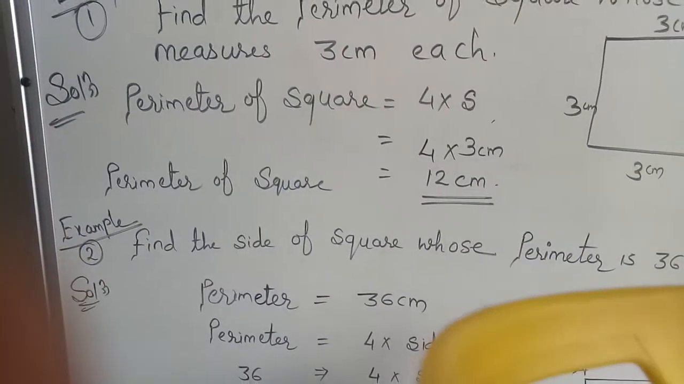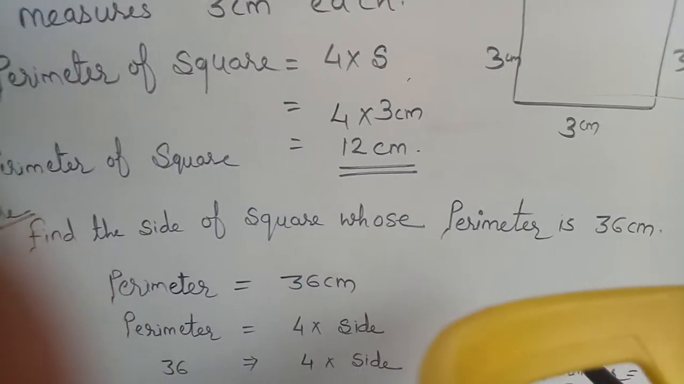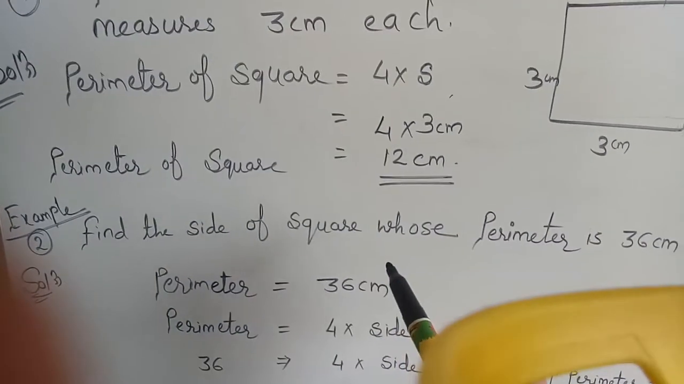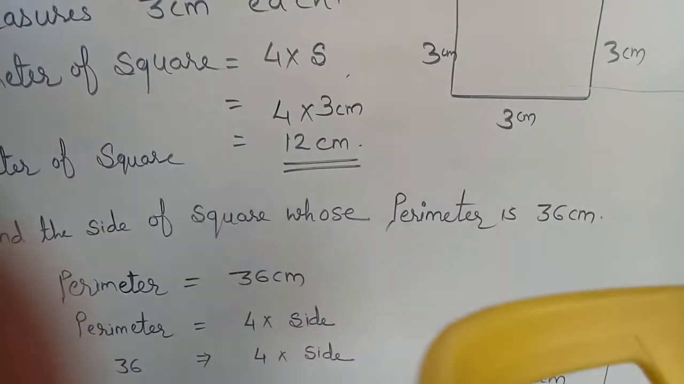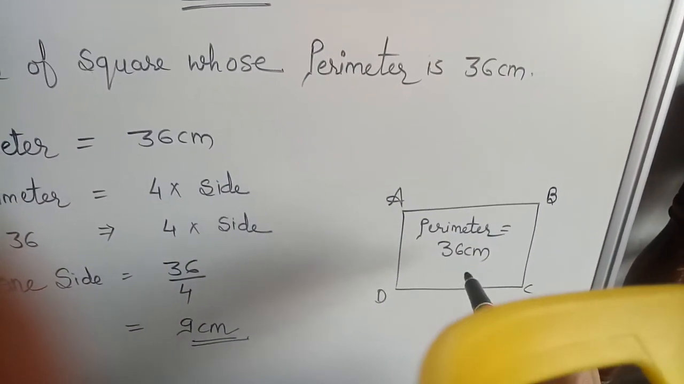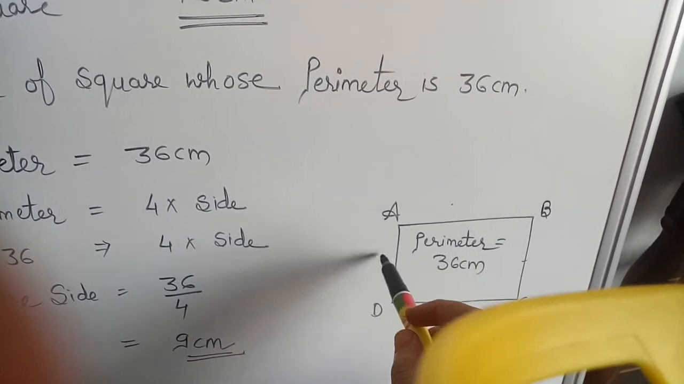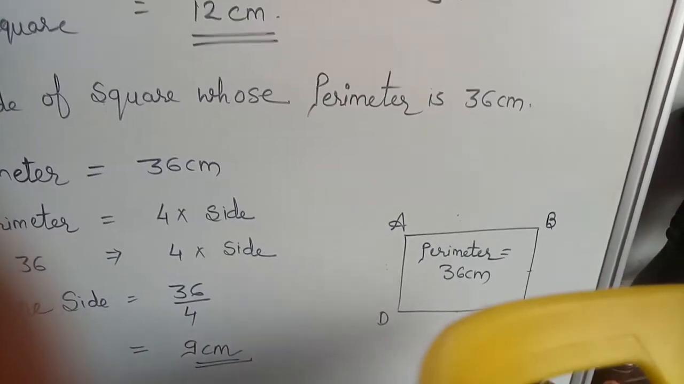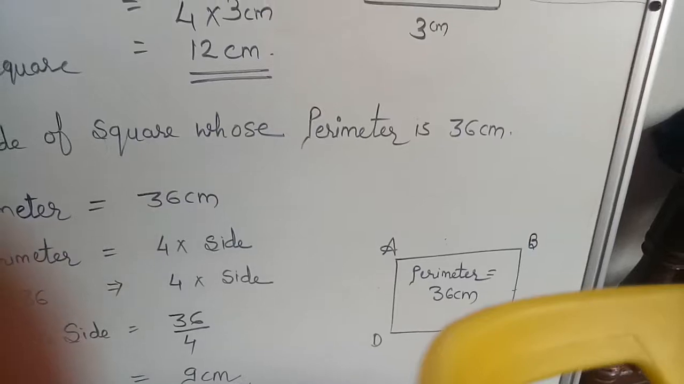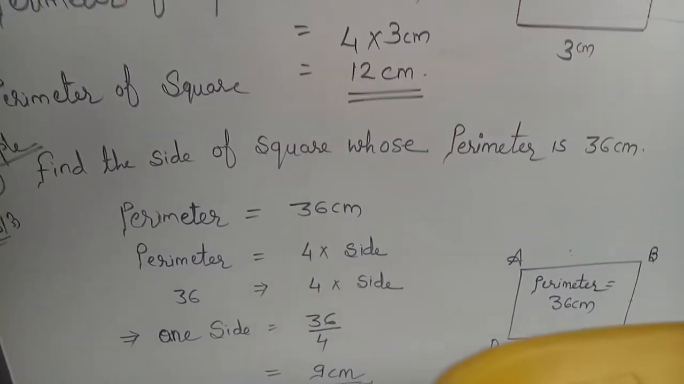Now see the next question. It is somewhat different. Here we have to find the side and the perimeter is given. See the question. Find the side of the square whose perimeter is 36 centimeter. This is the square and its perimeter is 36 centimeter. We have to find these sides. Earlier it was given, na? Now we have to find these sides. So what will we do and how can we find out? By applying the same formula.